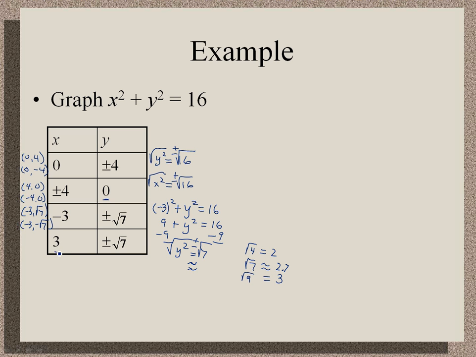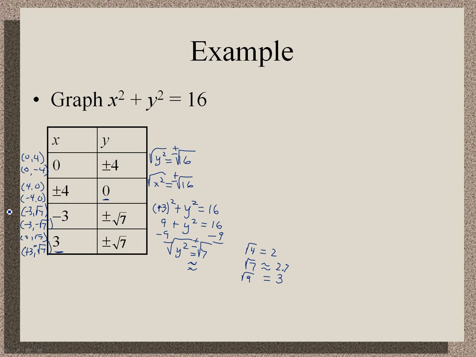Now if you substitute 3 in for x instead of negative 3, the only difference is this first step, but once you square that 3, you're going to get back to 9, and you're going to get your same answers here. So we also get the points (3, square root of 7) and (3, negative square root of 7).